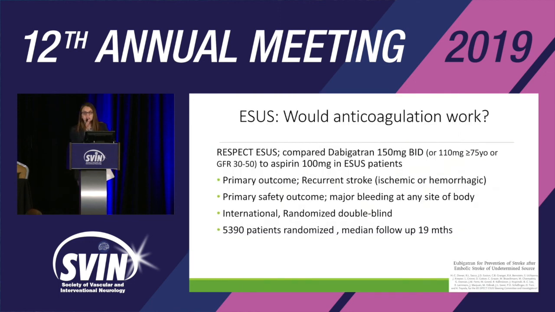So the second study was RESPECT ESUS, and that looked at dabigatran versus aspirin, and the majority of patients in the anticoagulation group did get the 150 milligram dose. Patients got the lower dose based on their age or GFR. And again, the primary outcome was any recurrent stroke. The primary safety outcome was major bleeding. Again, it was a large international randomized trial, and the median follow-up for this paper was 19 months.